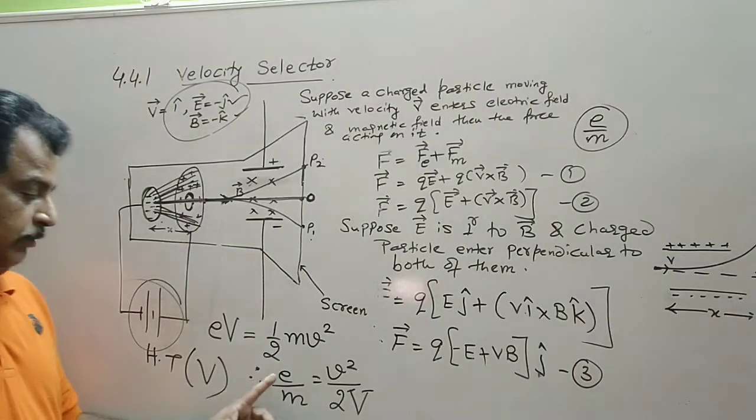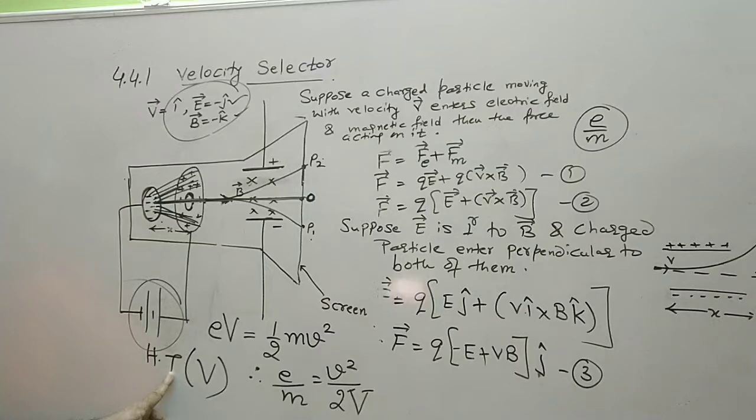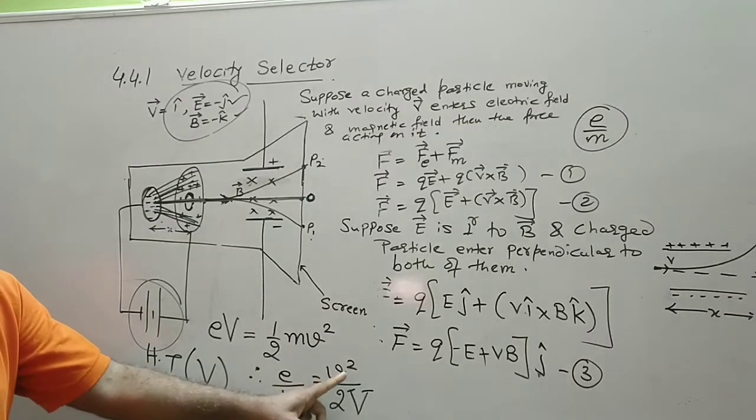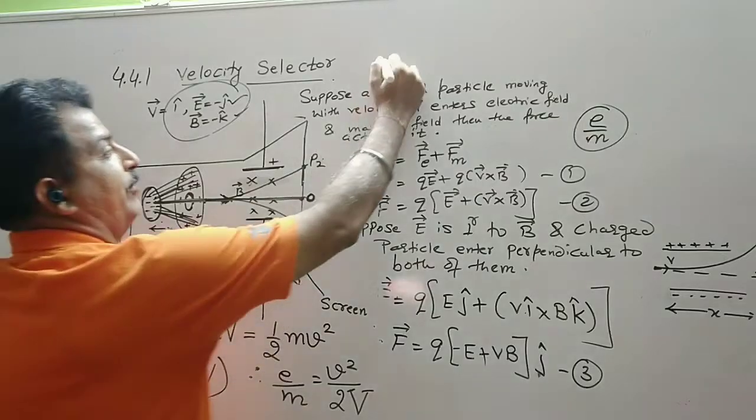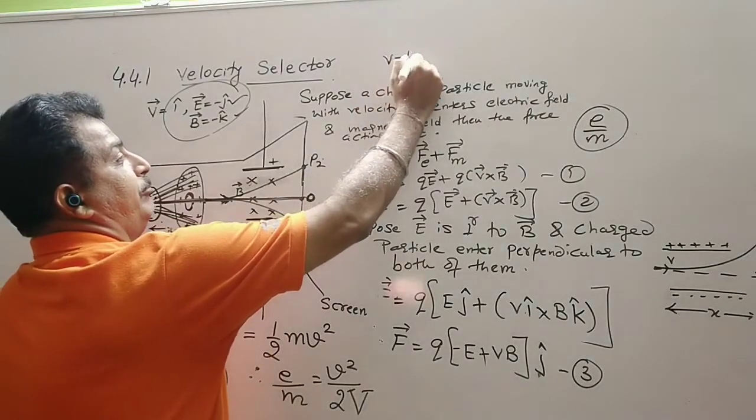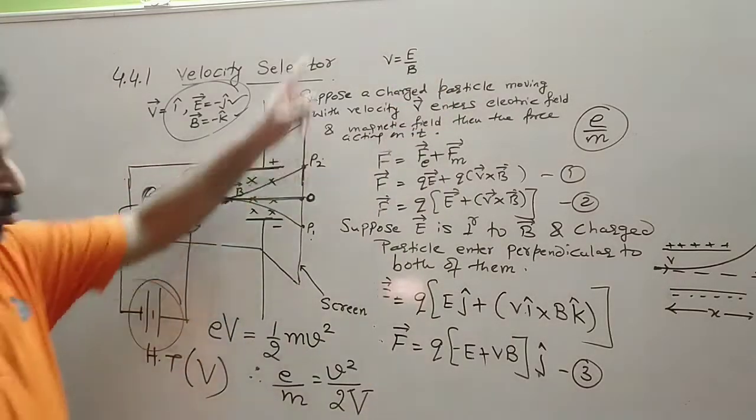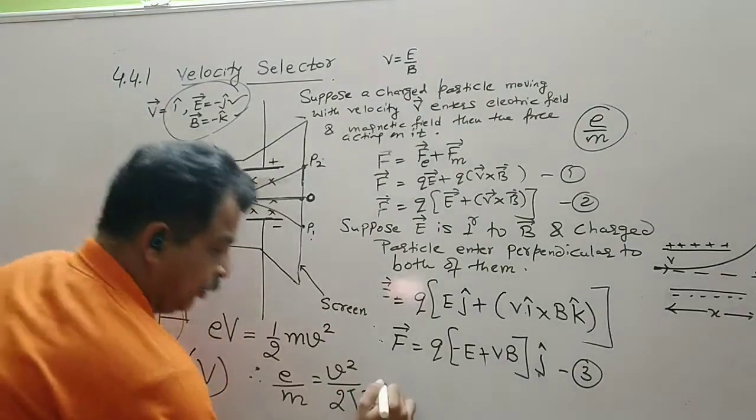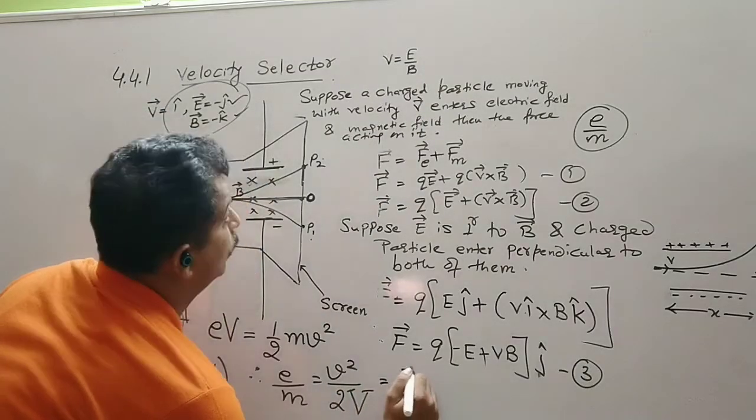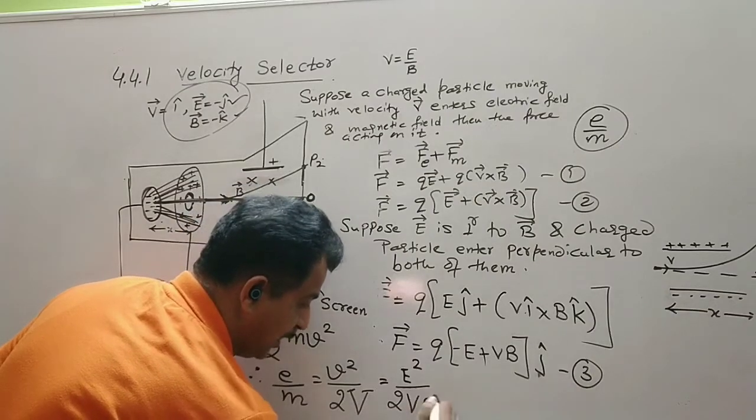Now, we have to determine this ratio. The high tension voltage value is known to us. From where will we obtain this v? Because the beam of electrons is undeflected, v was found to be E by B. That is what this theory has taught us. So we substitute this value, and this will be equal to E square upon 2V B square.